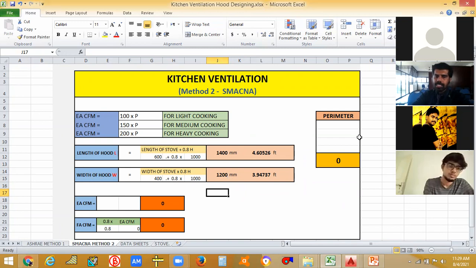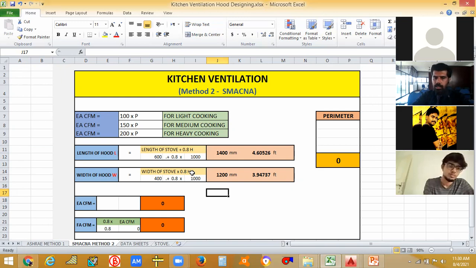Understood? So the first step is over. We have found the length of the hood as well as the width of the hood. If you know the length and width of the stove, you can easily find the length and width of the hood, in mm as well as in feet. This is the formula: length of the stove plus 0.8 into height, and width of the stove plus 0.8 into height.